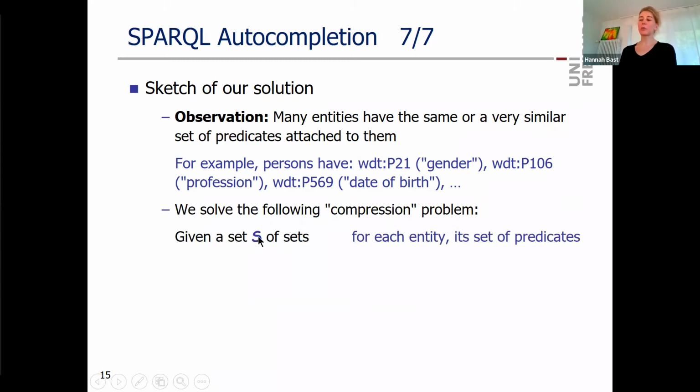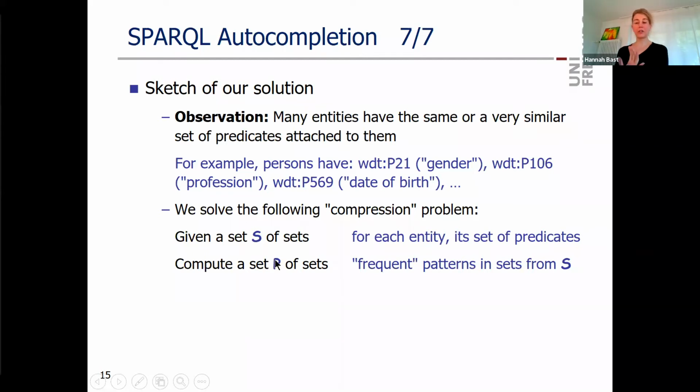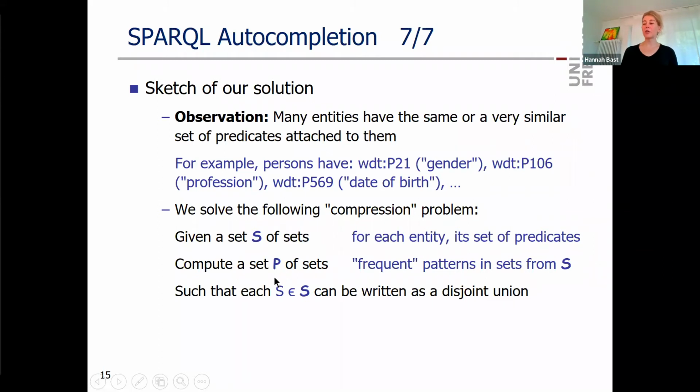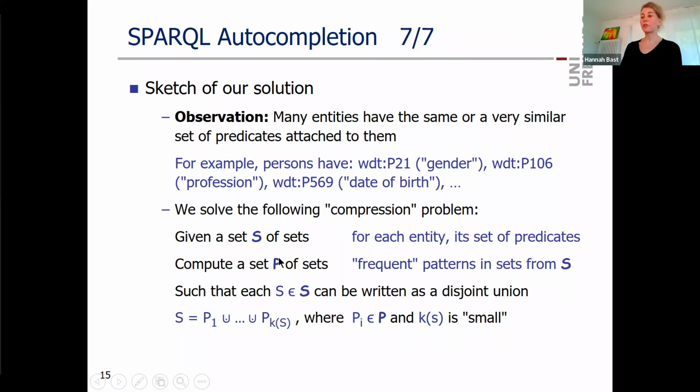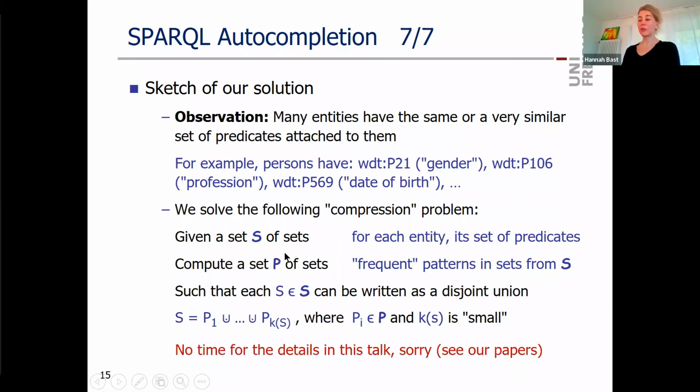Mathematically, it's this problem. You have a set of sets, so it's just a set of predicates for each entity. And now you have a set of patterns, just frequent patterns that occur in this set. Then you want to compute patterns such that you can write each set of predicates as a disjoint union of very few of these patterns. That's the problem we solve, and that gives you the result we just saw.